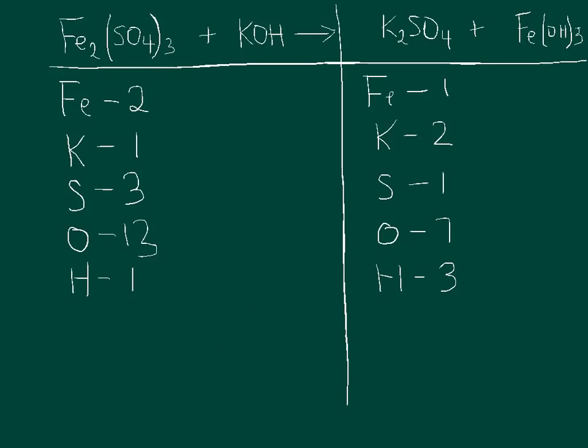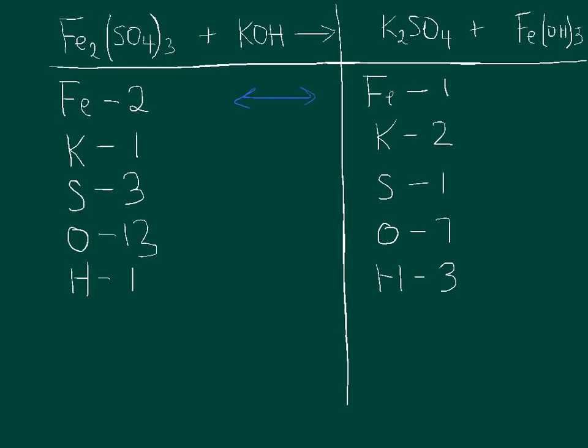Alright, so I have two metals. I have iron and I have potassium. Let's just start with iron here, since it's the first one that we see. Right now I have two irons on my reactant side, and I have one iron on my product side. So let's see what we can do to balance this out.